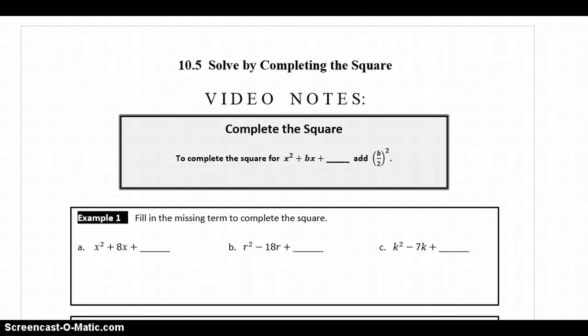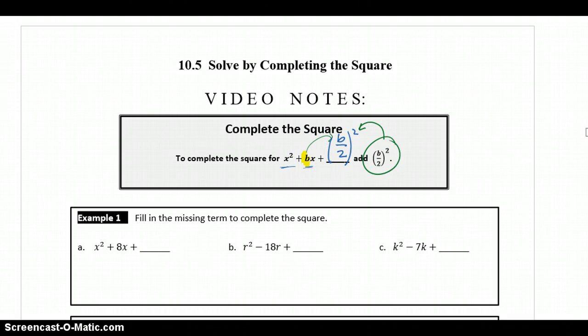So, in order to complete the square, you need to have the form x squared plus bx plus blank, and in that blank you add b over 2 squared. So into our blank we add that b over 2 squared, and that b comes from our middle term.